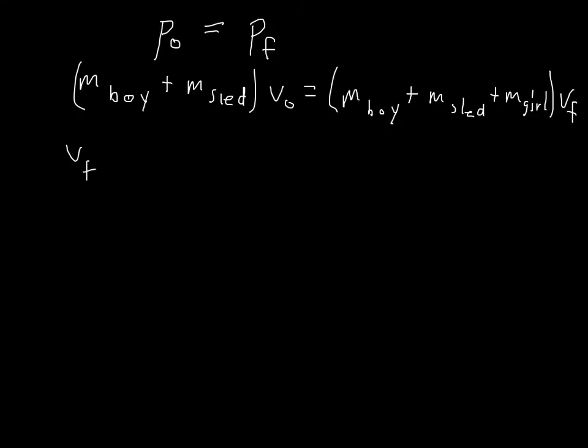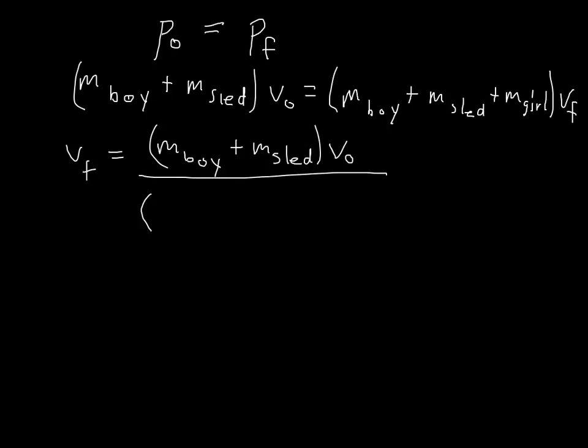The final velocity is equal to the mass of the boy plus the mass of the sled times the initial velocity, which is basically just the initial momentum, divided by the final mass, the mass of the boy plus the mass of the sled plus the mass of the girl.